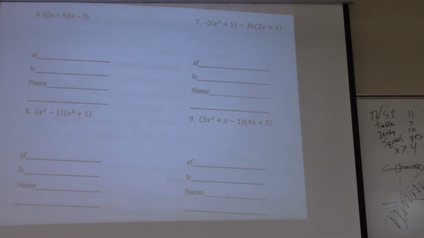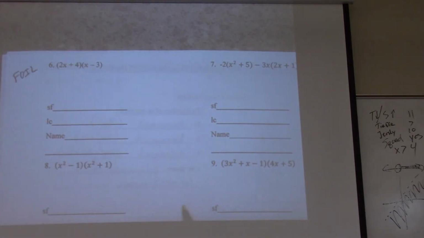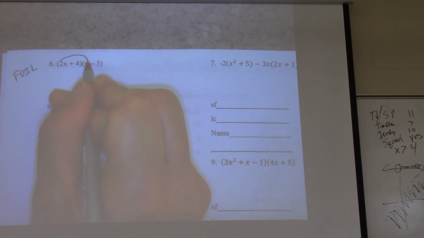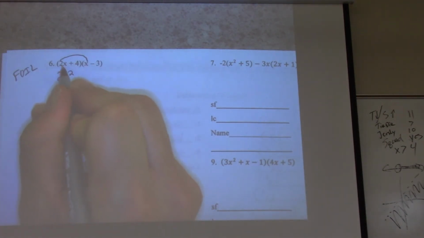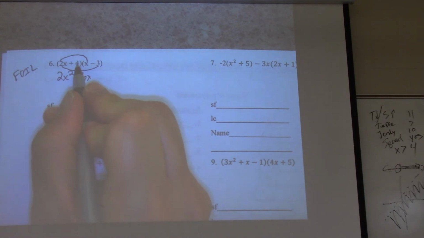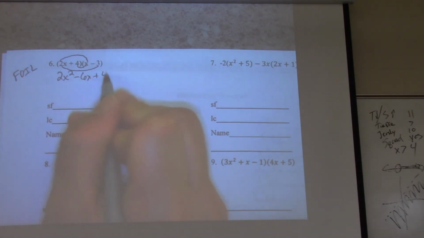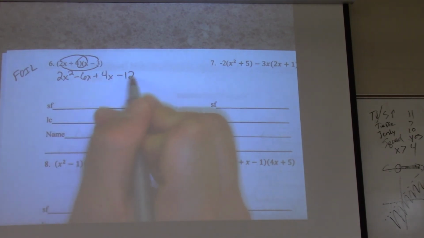Anybody remember that naughty 4-letter F word? Careful. Foil! That's it, yes. Okay. Now, let's FOIL it out. So here's 2x times x is 2x squared. Outside means this. And 2x times negative 3 is negative 6x. Inside is 4 times x, which is 4x. And last is 4 times negative 3, which is negative 12.